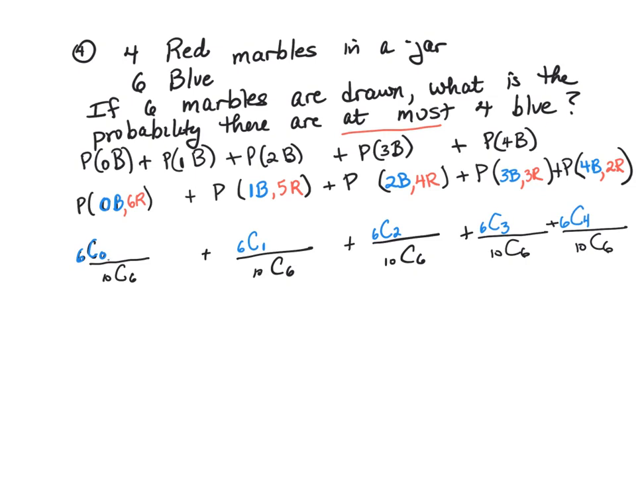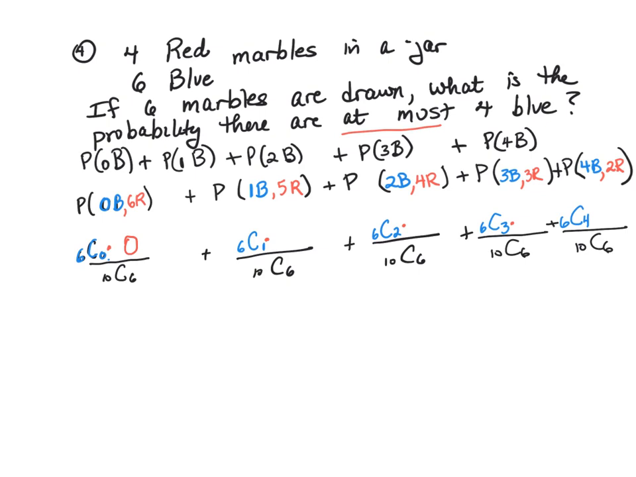1 from the 6 blue is 6C1. 2, 6C2. 3, 6C3. And 4, 6C4. But we multiply because we're picking red as well. We have something interesting here. We have 4 red marbles and we're going to pick 6. That's impossible. So this is 0.